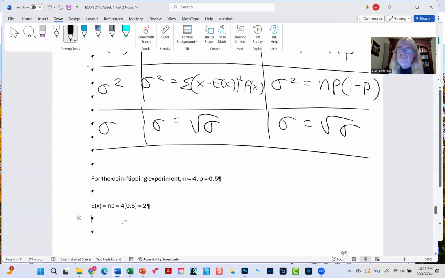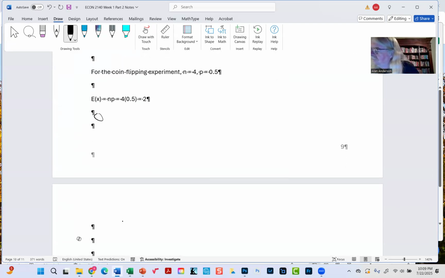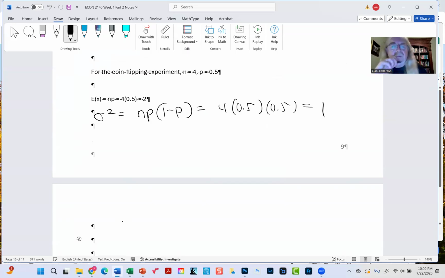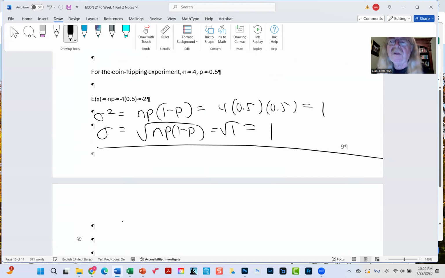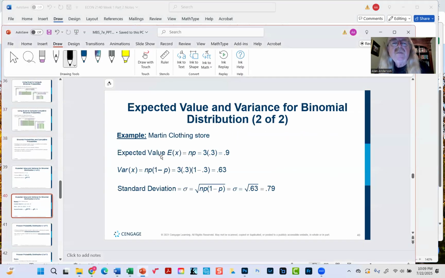The variance is a little bit trickier. It ends up being 1. And then the standard deviation is also 1, which is unusual. Normally, they don't equal each other. So that's what this part is all about. We're showing you the moments.